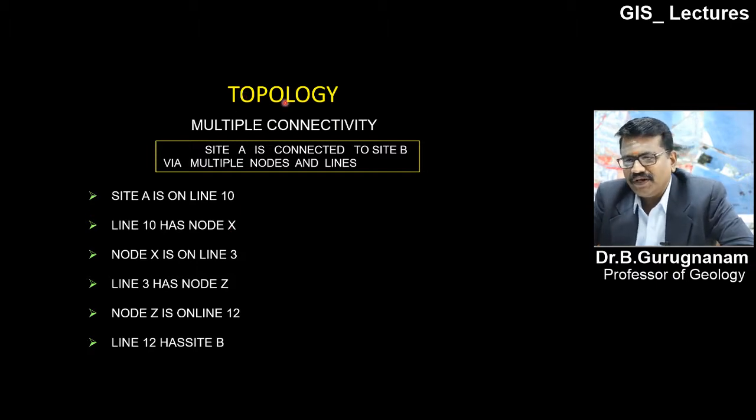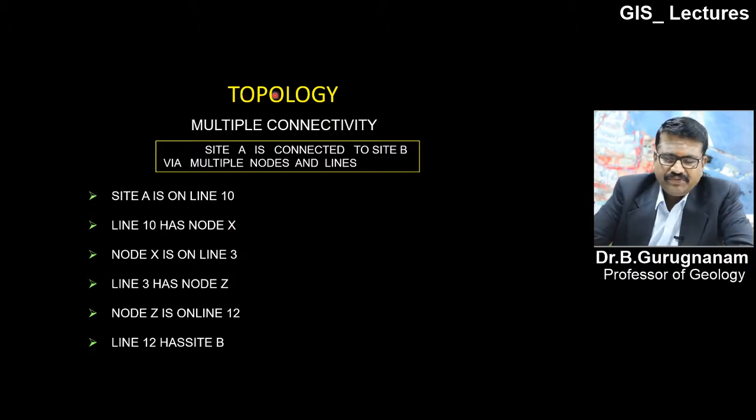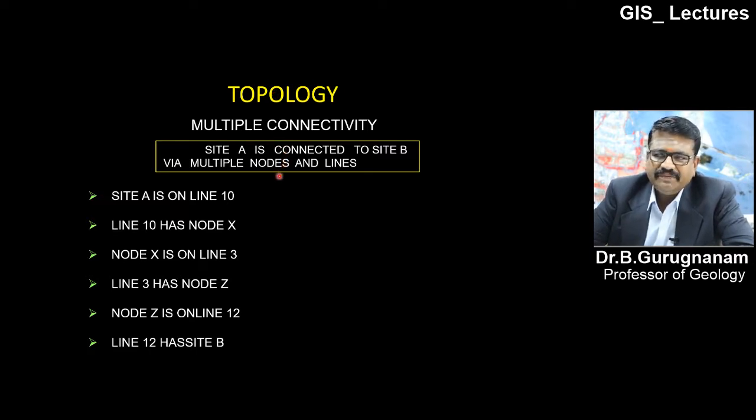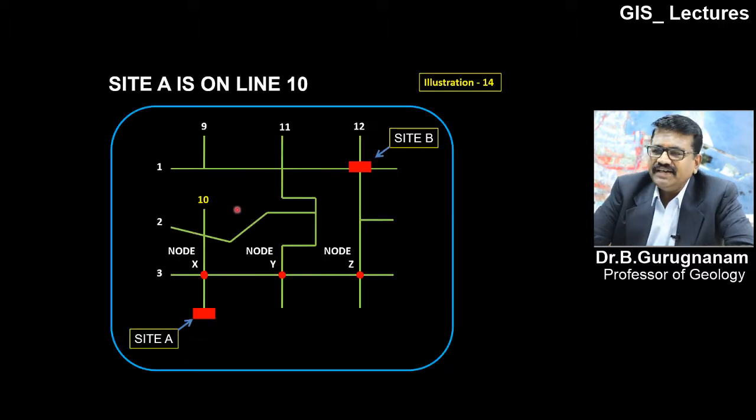If you do the topology, you will get a good connectivity over here, and you see site A is connected to site B via multiple nodes and lines. Site A is on line 10. Line 10 has node X. Node X is on line 3. Line 3, of course, you will know in the next slide. Node Z is on line 12. Line 12 has site B. And this is that example.